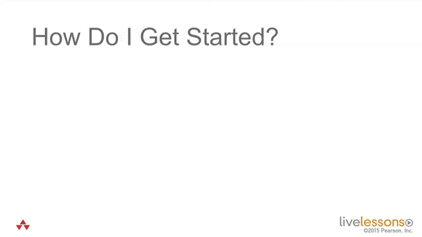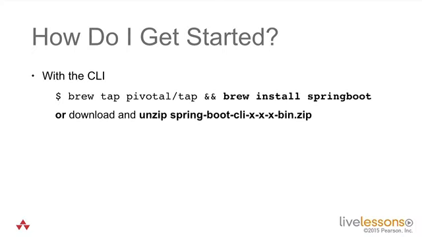There are several ways you can get started with Spring Boot. Perhaps the easiest is to use the CLI tool. To install the CLI, if you're on a Mac, it's as simple as typing brew tap pivotal tap and then brew install Spring Boot. If you're on a Windows or a Linux machine, you can download a zip distribution, simply unpack it, and then run some shell scripts.